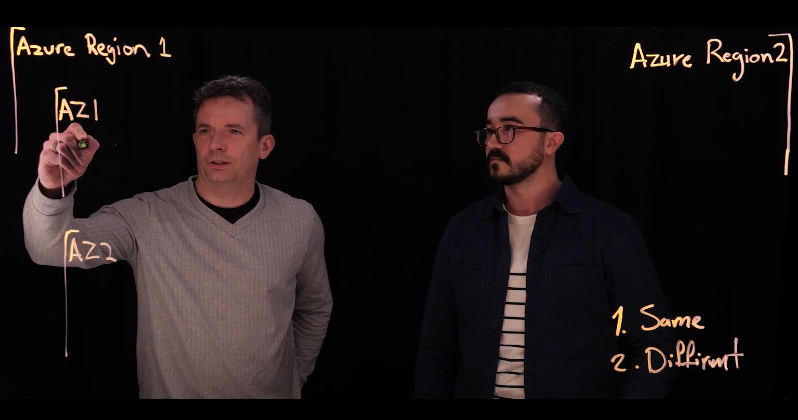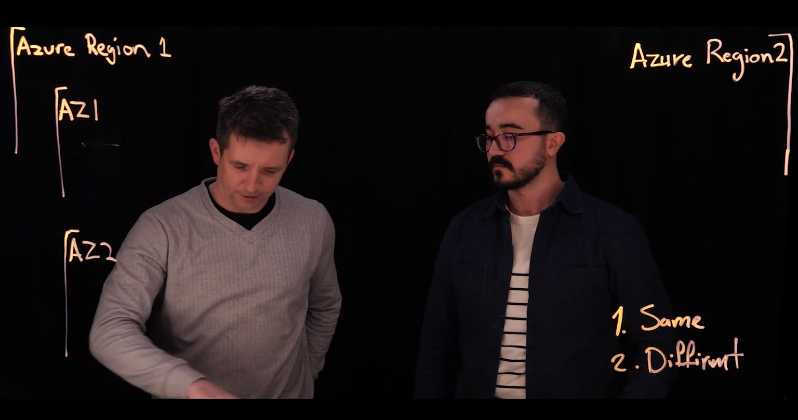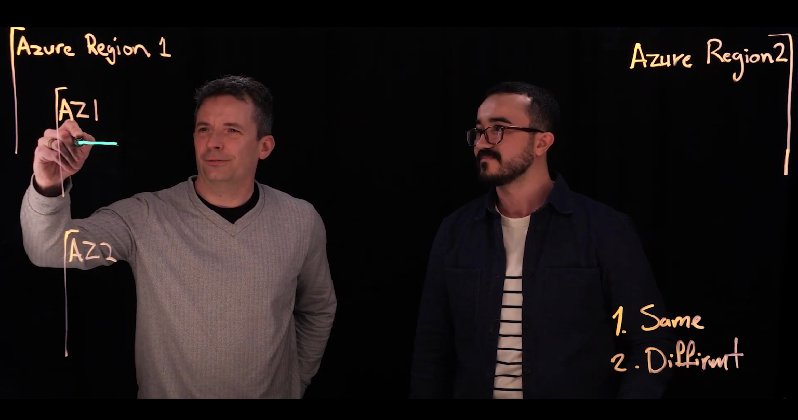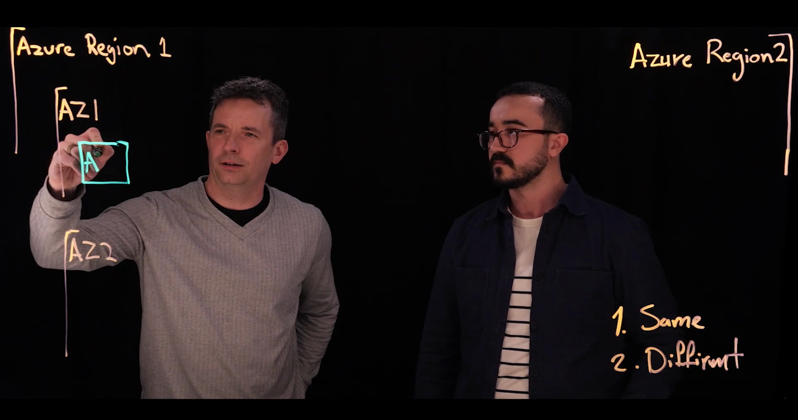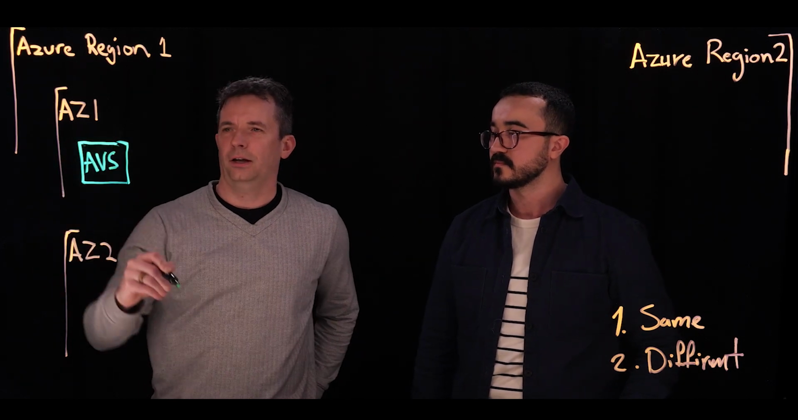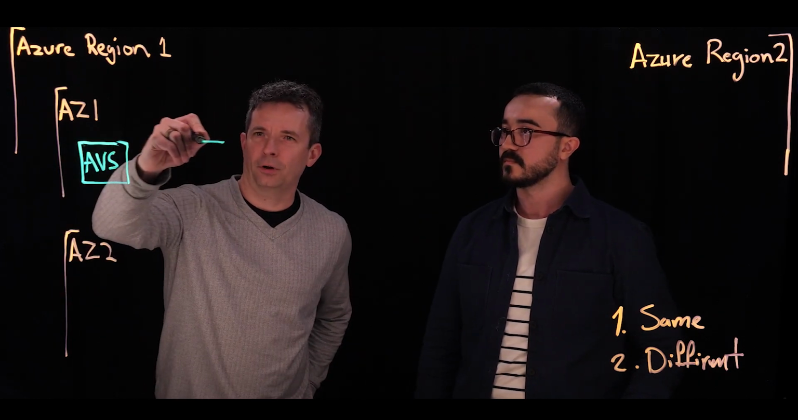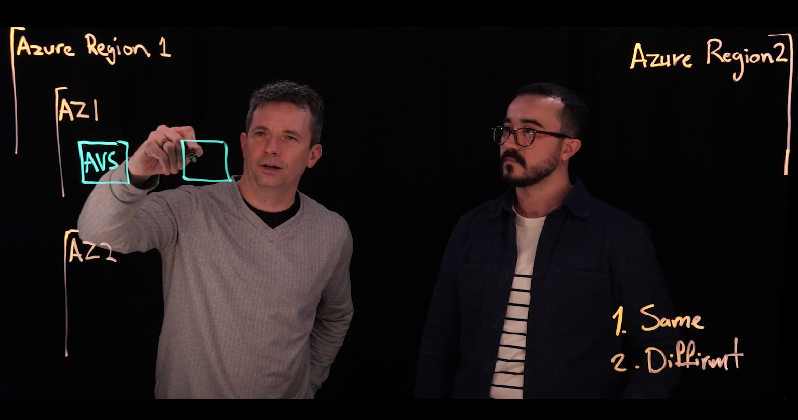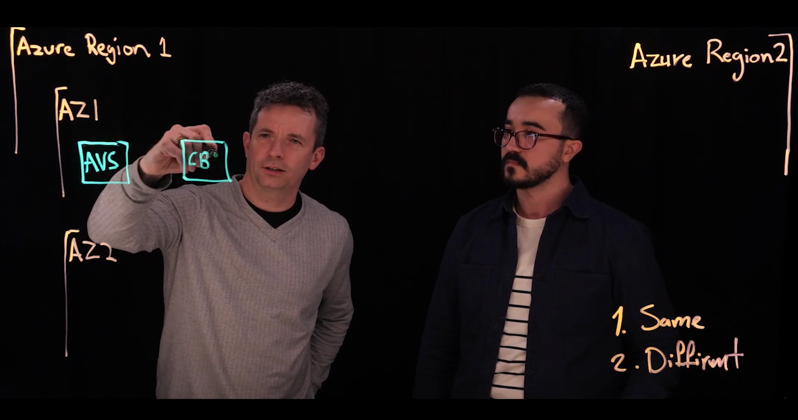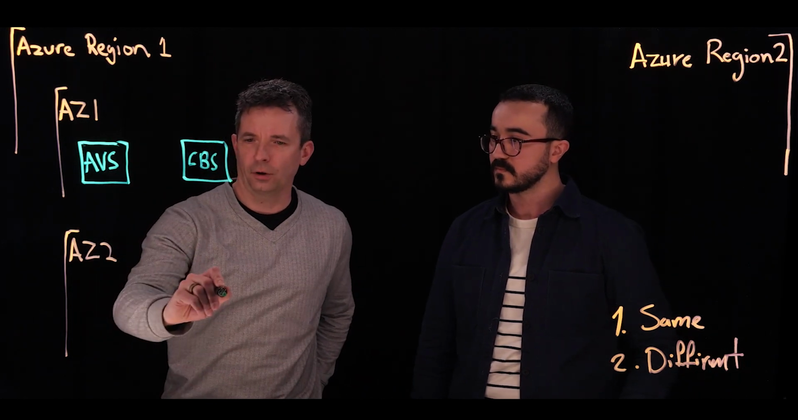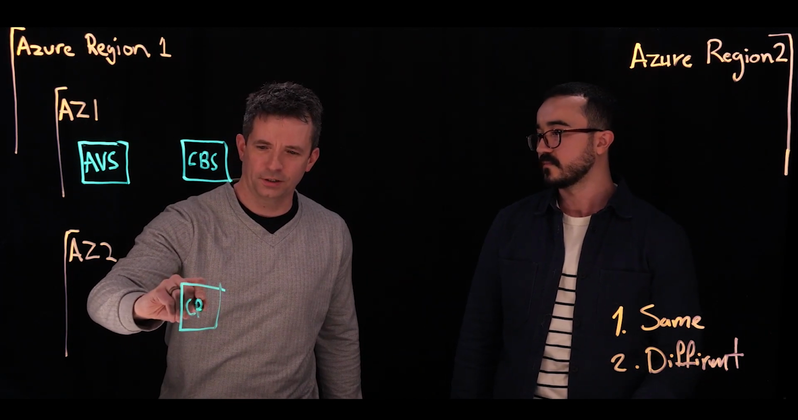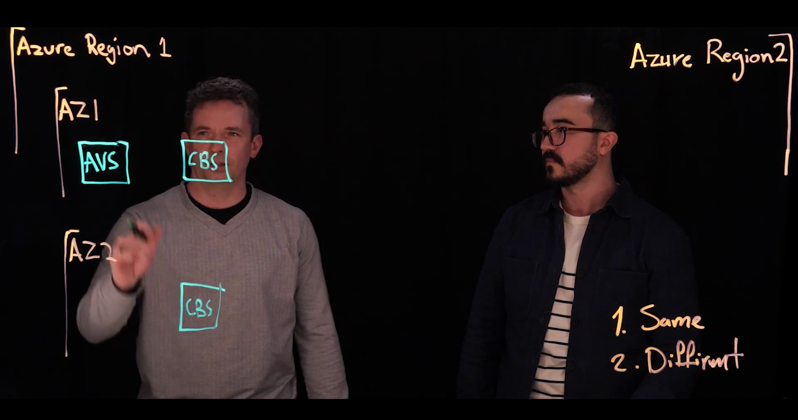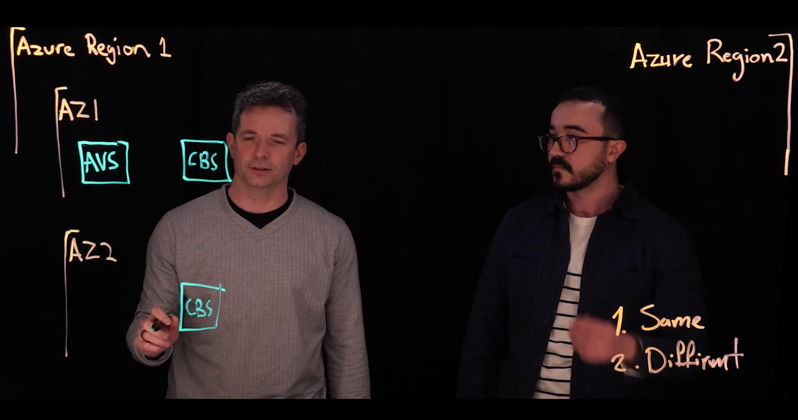If we start, for example, with an AVS deployment that's deployed in AZ1, and let's just say we have a Cloud Block Store instance that's also deployed in AZ1. One of the things that we can do is we can deploy Cloud Block Store into AZ2. And that actually opens up quite a few possibilities for us just for the single AVS instance.